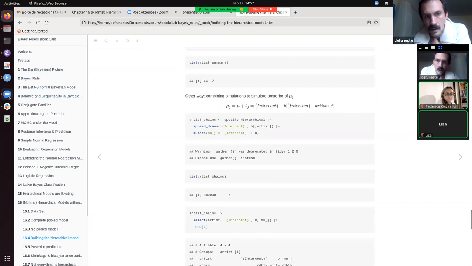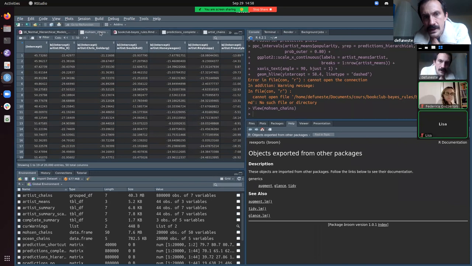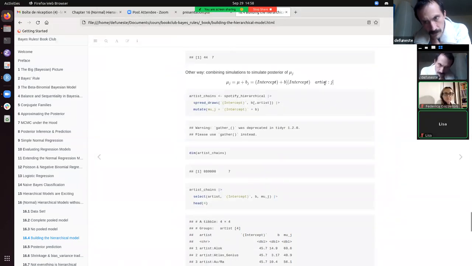Remember, where is it? Here. When I show it, it's here, see? For the intercept of Chris Golgari, we have it also. This is the B intercept, et cetera. Here we are. So you just change artist by the name of the artist.